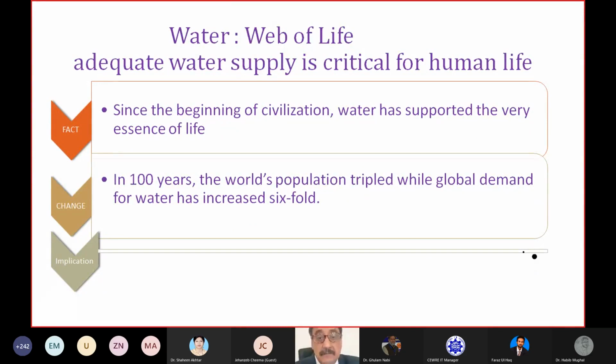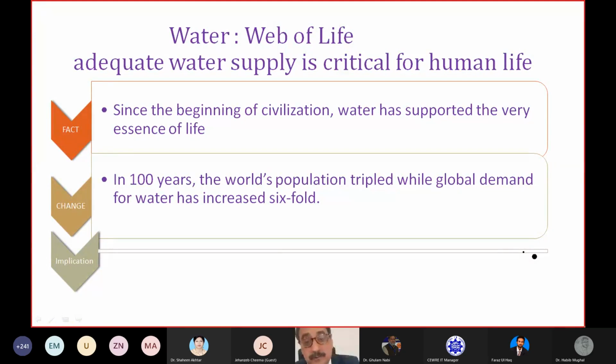Water is the web of life and adequate supply. But I said earlier that we can define adequate supply. But what has happened to it? At the beginning of civilization, we had water as the essence of life. But the problem is here: in the last 100 years, the world population tripled while global demand for water has increased 6 times. This is very important to know, that the population factor is 3 times, but the water demand has not increased 3 times, it has increased 6 times because of our living styles.